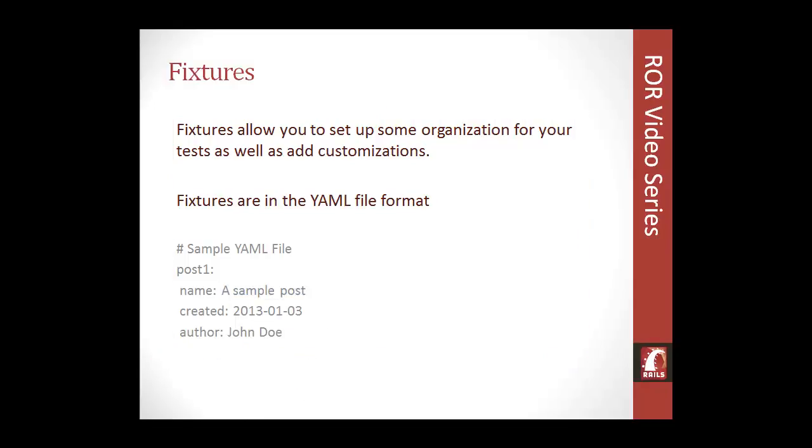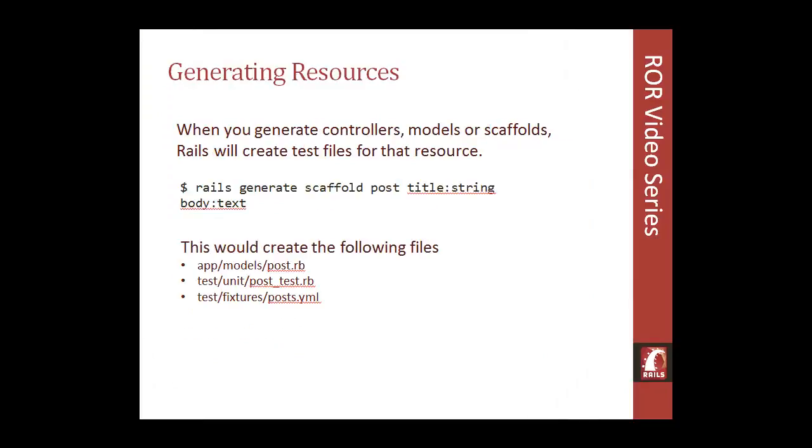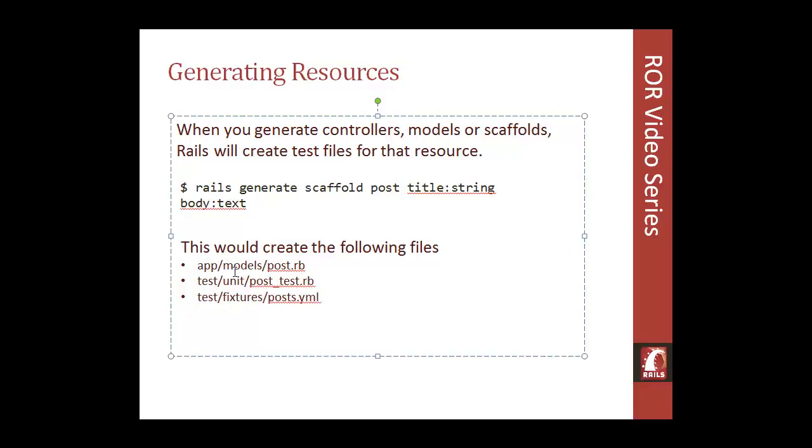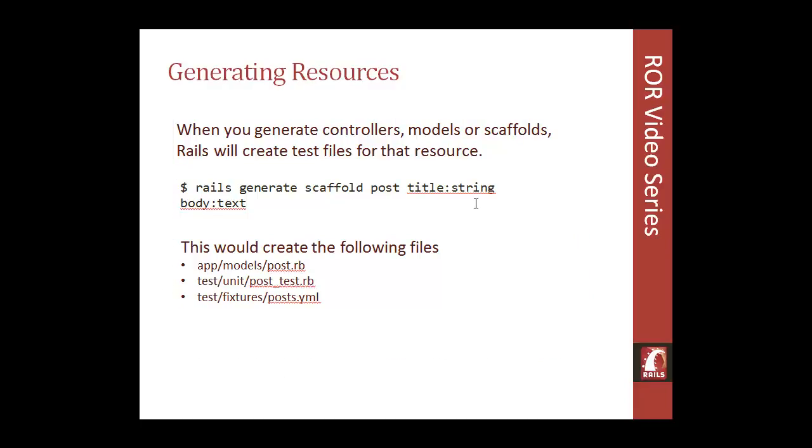So that's fixtures. And generating resources. When you generate controllers, models, or scaffolds, Rails will create these files for you. For the stuff we've already created, we already have files. We have the unit tests, we have fixtures for the posts, and you guys know we have models. Unit tests deal with models, and functional tests deal with controllers. And this is just a scaffold command. We've used this before, and we're actually going to use this again in the second part of this section.